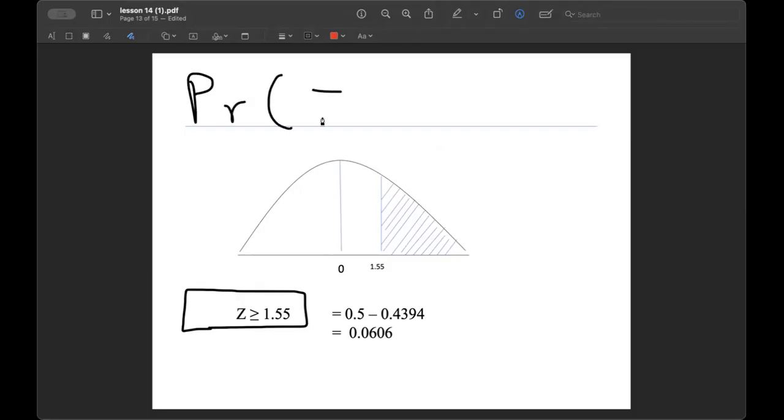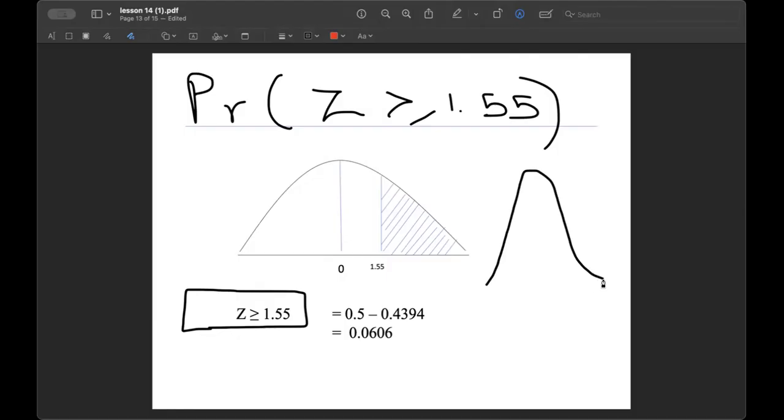Calculate the probability of z is greater than or equal to 1.55. If I draw the standard normal curve, in the middle we have the mu, which is 0, and then 1. Here we are marking the z values on the x-axis. Somewhere here we have 1.55.